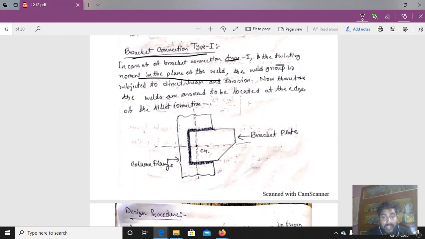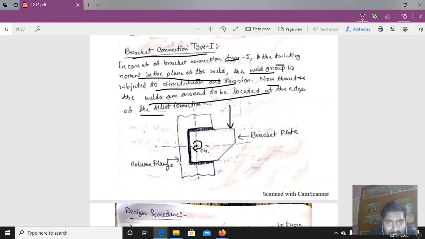of the weld. That means here the load is acting and the moment is acting here. So the twisting moment is in the plane of the weld. The weld group is subjected to direct shear and torsion. Therefore the welds are assumed to be located at the edge of the fillet. Always a fillet connection is selected and it should be at the edge of the fillet connection.